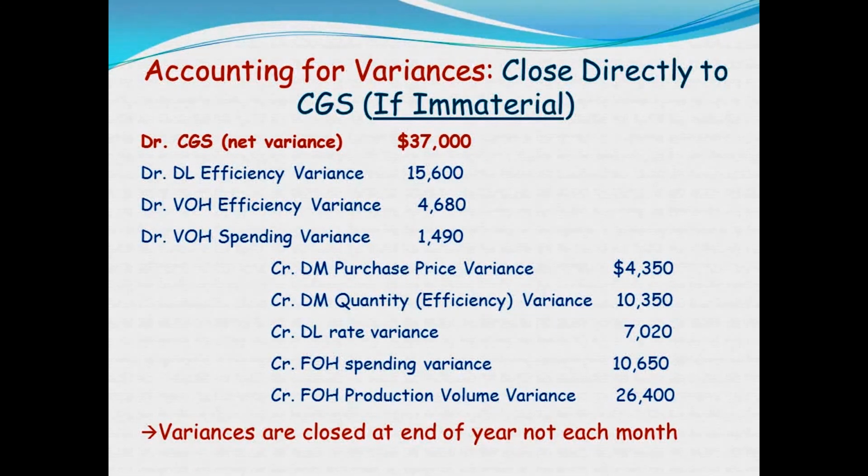If your underapplied or overapplied is relatively immaterial, you close it out solely as cost of goods sold and call it a day. Do it at the end of the year, not at the end of each month. You don't try to juggle it each month. Okay.